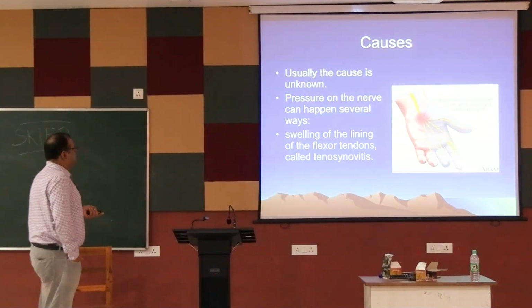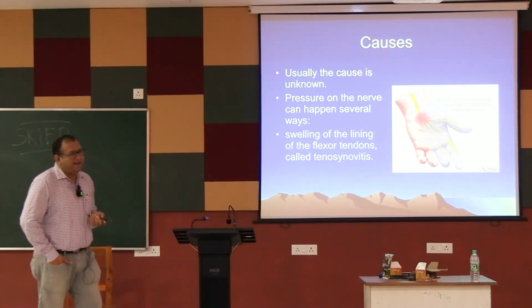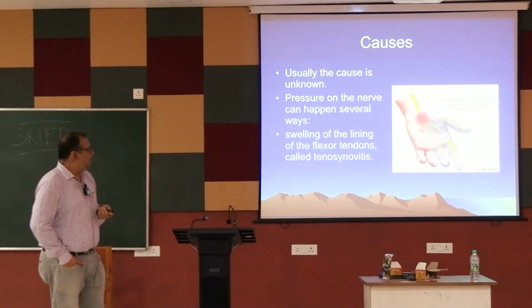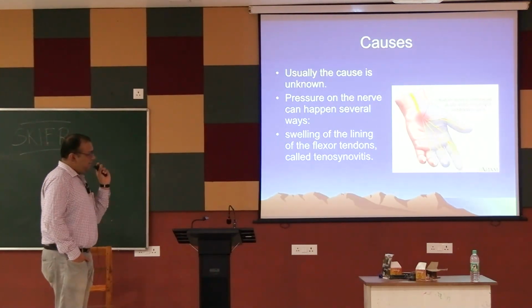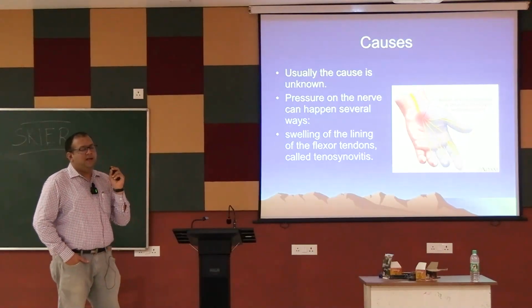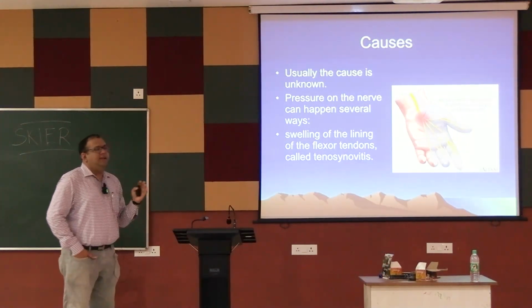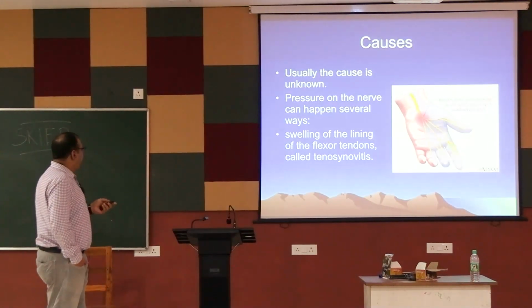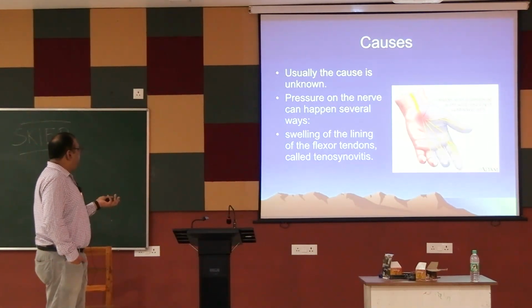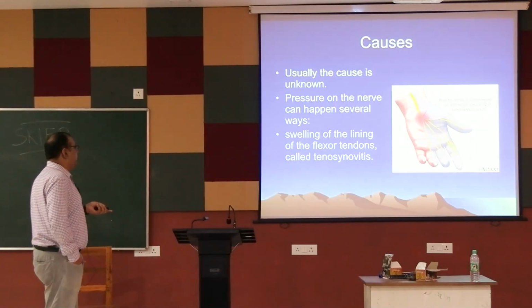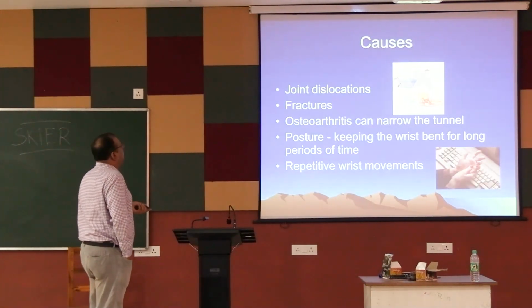So what is the cause? The cause is mostly idiopathic, mainly because we don't know how it gets caused. Basically, what is happening is that the nerve is getting compressed under the transverse carpal ligament. But why it is occurring, we still don't know. The research is going on, and it can happen in several ways. The swelling of the lining of the flexor tendons may cause it, like synovitis.